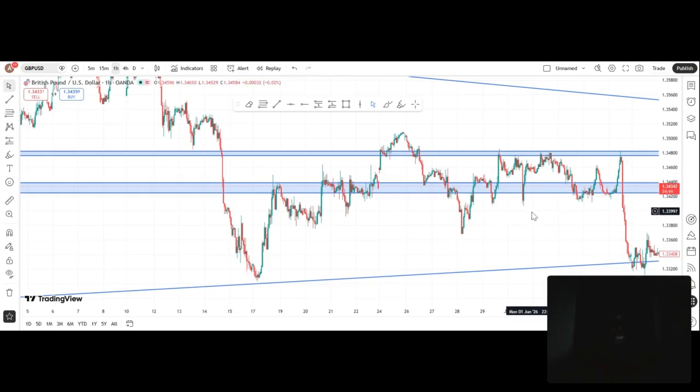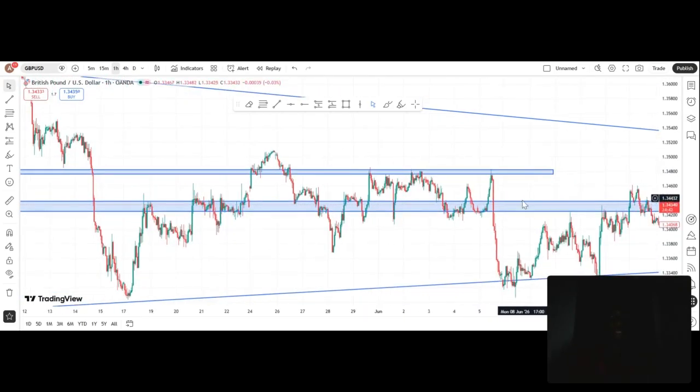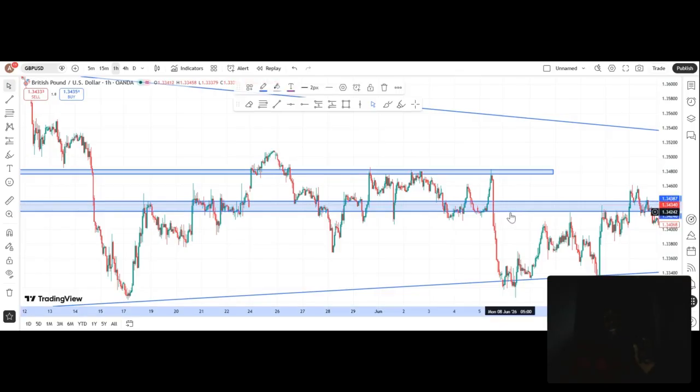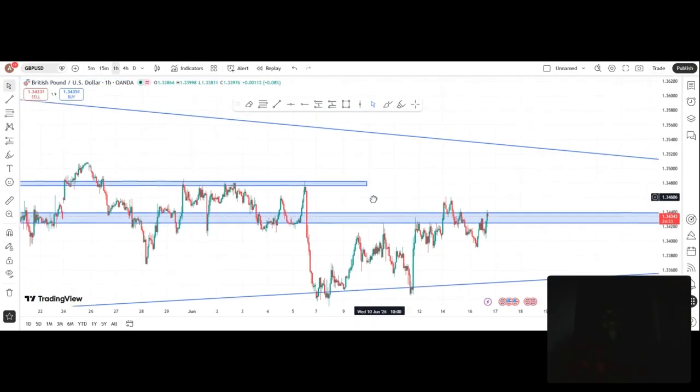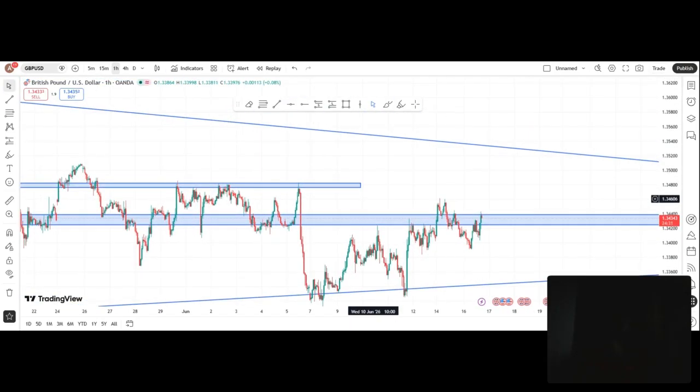What you can do is draw a rectangle, as I've done here. That is what you can do to help yourself find levels where price is going to go up or go down. Then it is left for you to do your analysis and make sure that you go in the direction of the price, either up or down. Either go for the buy or the sell.